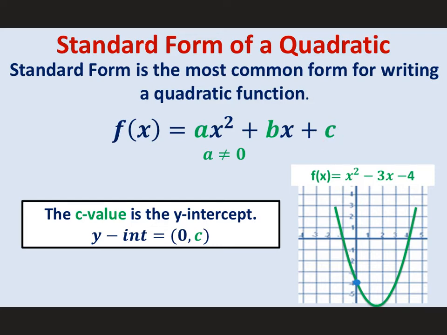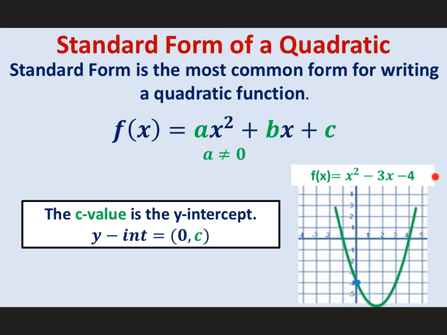And you can kind of see why. If I plug in 0, this term is going to go away. There's no variable here, so this is all that'll be left over, is your c value. So the c value of a quadratic in standard form is our y-intercept, (0, c).